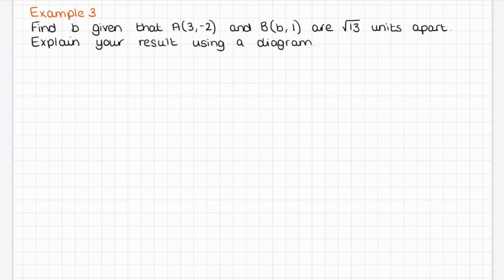So we're going to get the square root of 13 equals, because that's how far they are apart, x2 minus x1, so we're going to get b minus 3 all squared plus the y's, 1 minus minus 2 all squared. If we simplify this a little bit, square root of 13 equals b minus 3 all squared. 1 minus minus 2 is 1 plus 2, so that's going to be 3 squared.